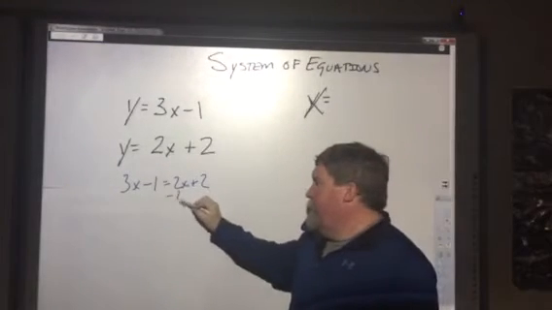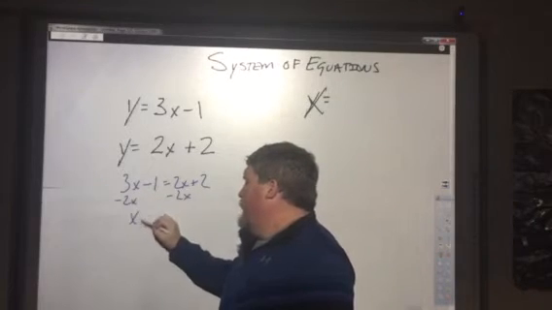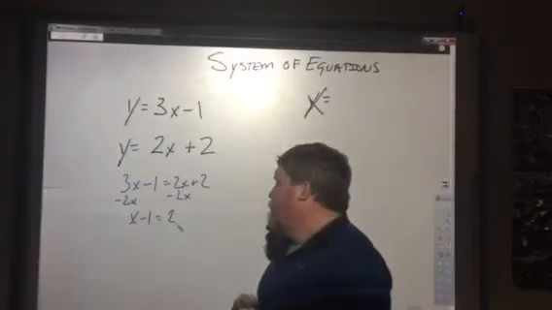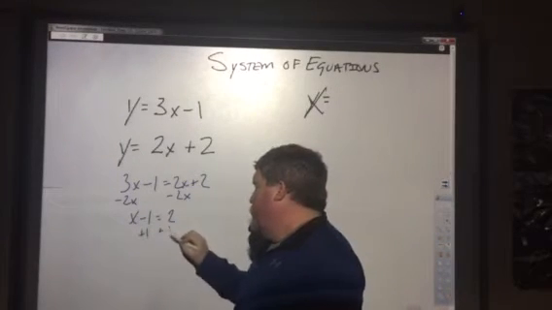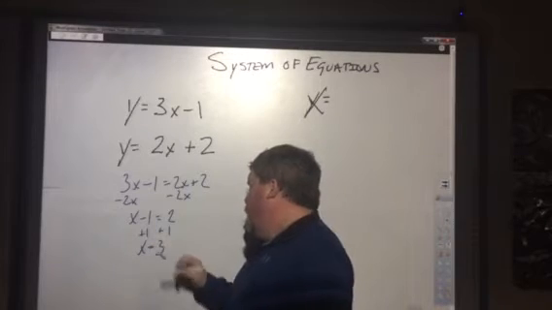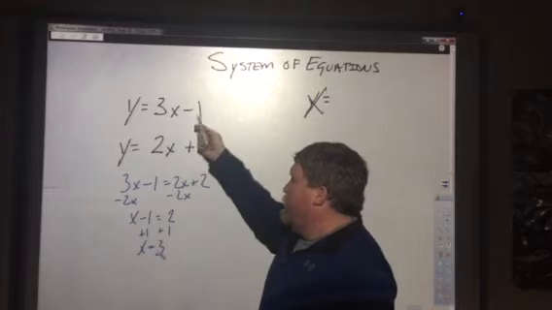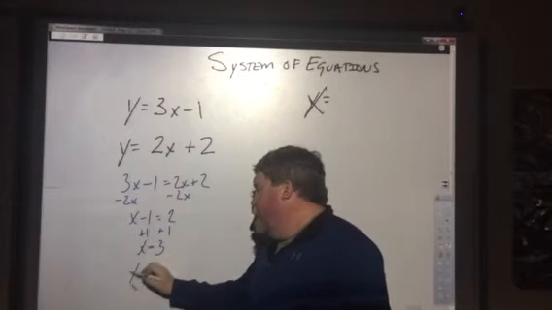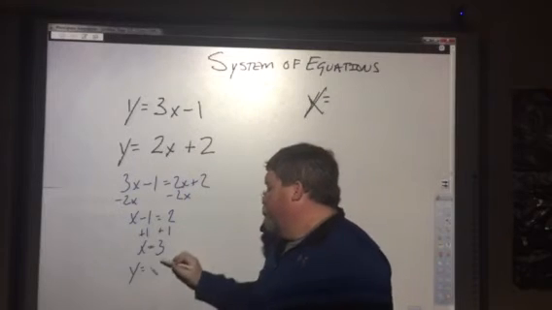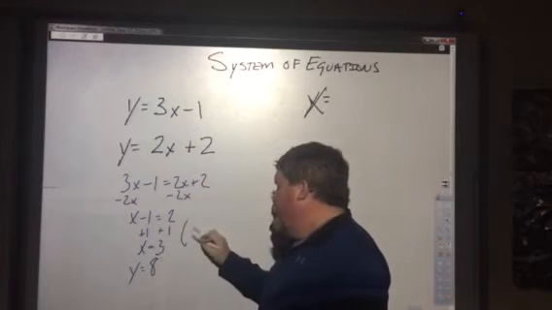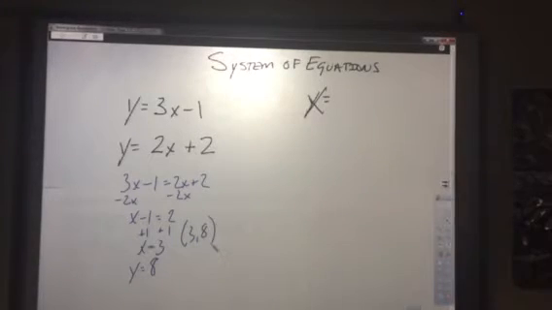So both sides have 2x in common, so we get x minus 1 is equal to 2. To get x by itself, the opposite of subtracting 1 is adding 1. So x is equal to 3. Then we need to plug that back into either one of these originals for x to find y. So I'm just going to do the second one. 2 times 3 is 6, plus 2 is 8. So that means this intersects at (3, 8).